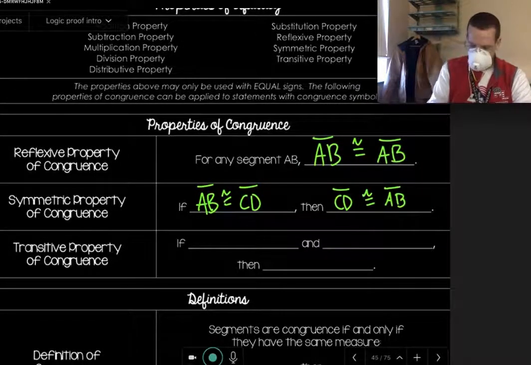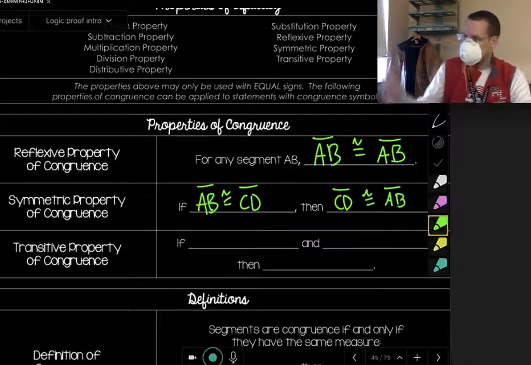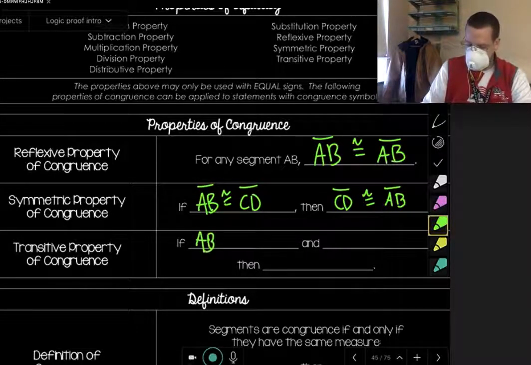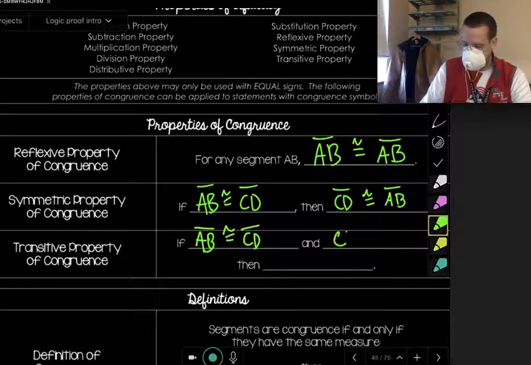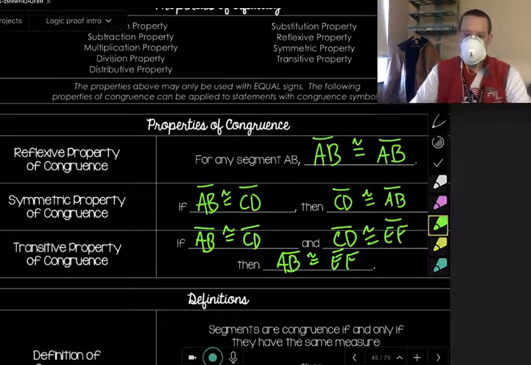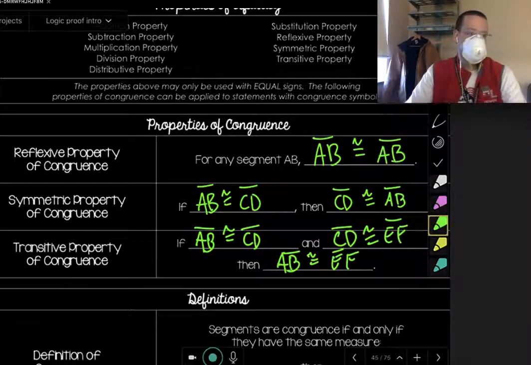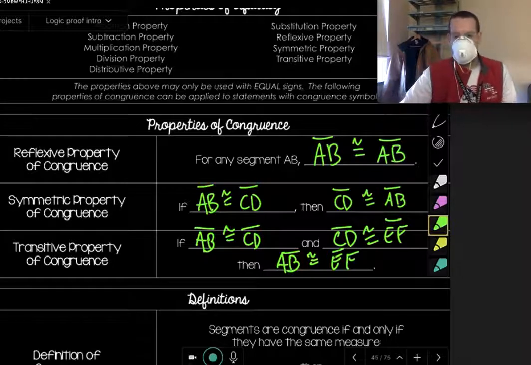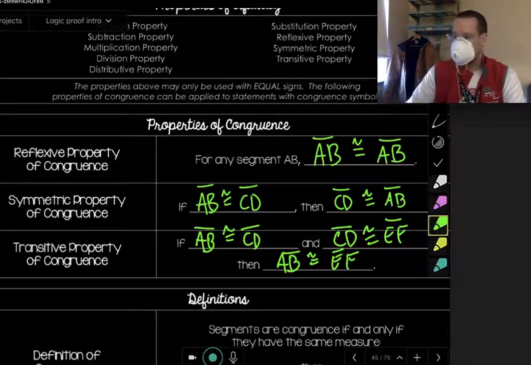And finally, we have the transitive property. Again, this was a property that we saw with algebra, with equality as well. If AB is congruent to CD, and CD is congruent to EF, then AB is congruent to EF. So we just skip that CD there. You should be taking notes on this, because we're going to be doing a note submission for these. So these are our properties of congruence.